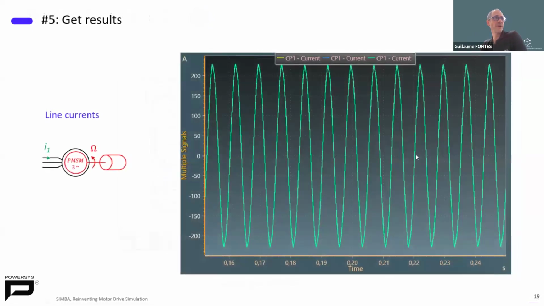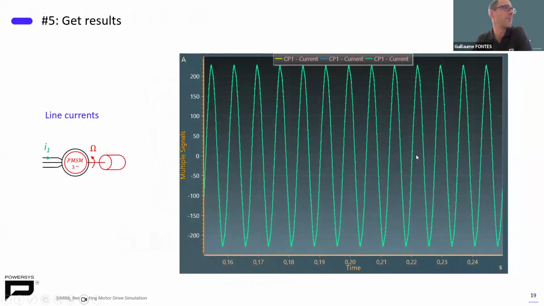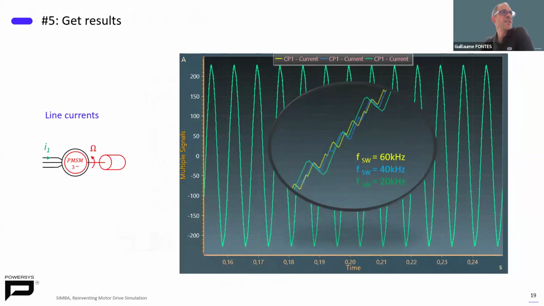So, for example, here we've got the current waveform through the motor, and we clearly see the influence of the switching frequency on the current ripple. It's quite clear that when the switching frequency increases, the current ripple through the motor decreases.